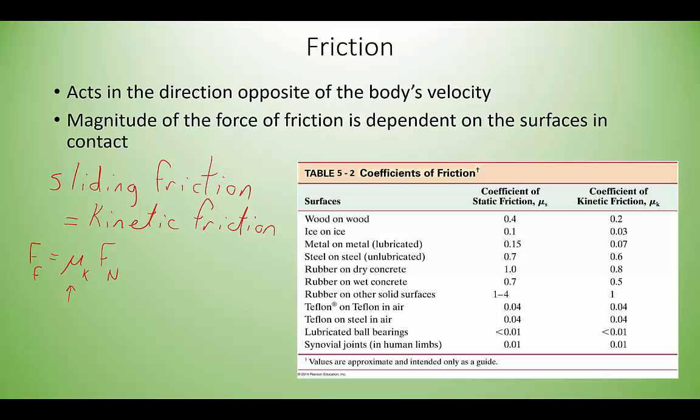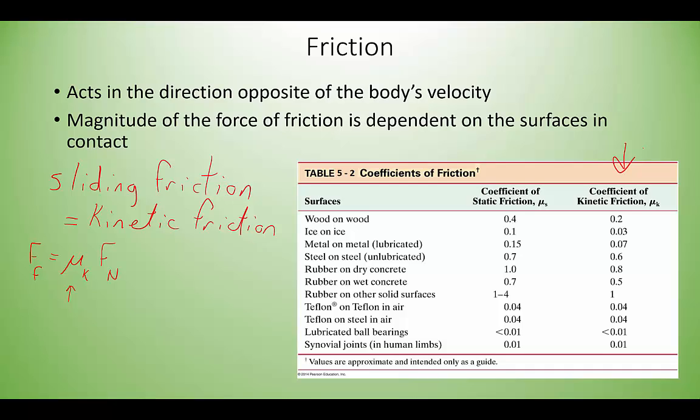So if we take a look at this chart here, it shows the coefficients of friction, both static and kinetic friction. As I said, we're going to focus on the kinetic friction in this video. When we're talking about 2 different surfaces that are touching, like wood on wood, we go down to rubber on other solid surfaces. Coefficient of kinetic friction is 1. It's quite high. Whereas if we put Teflon, for example, on steel, then it's 0.04, quite small value there. So there's the range for it.